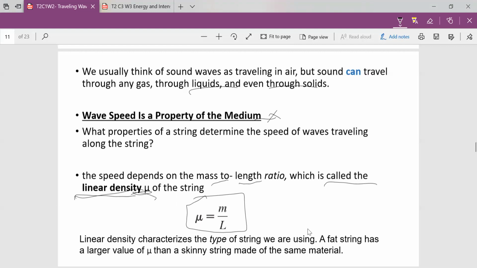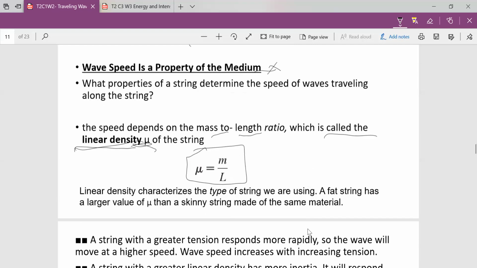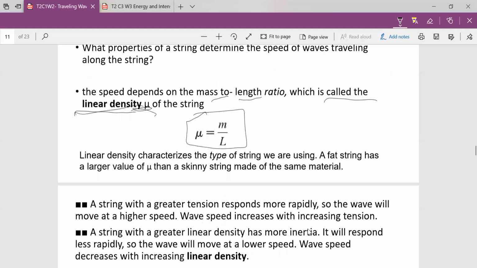So the linear density is actually dependent on the mass, the length of string, and the type of string itself. A fat string has a larger value of linear density than a skinny, thin string made of the same material. So the kind of string is what determines the linear density of the medium.